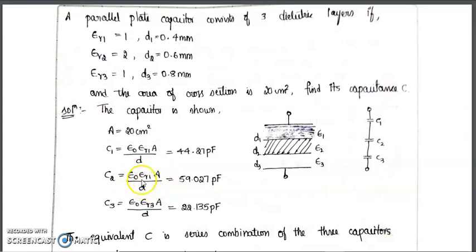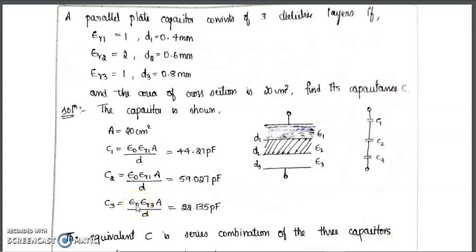So where epsilon R2 is 2, so 8.854 into 2 into A is 20 into 10 to the power minus 4 divided by D is 0.6 into 10 to the power minus 3. So calculating this, you will get 59.027 picofarad.